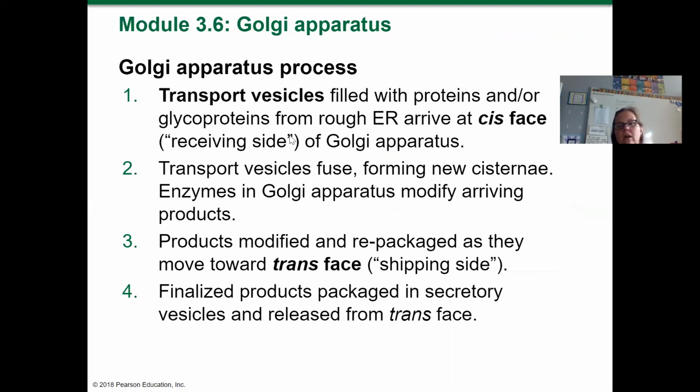Transport vesicles arrive at the cis phase. So the cis and trans are just like the in and out of the Golgi apparatus, the receiving side and the shipping side. The receiving side is where the transport vesicles fuse with the Golgi apparatus membranes. They modify the proteins, and then they're repackaged and they move towards the trans, which is where they are packaged finally and released as a secretory vesicle or some other vesicle.